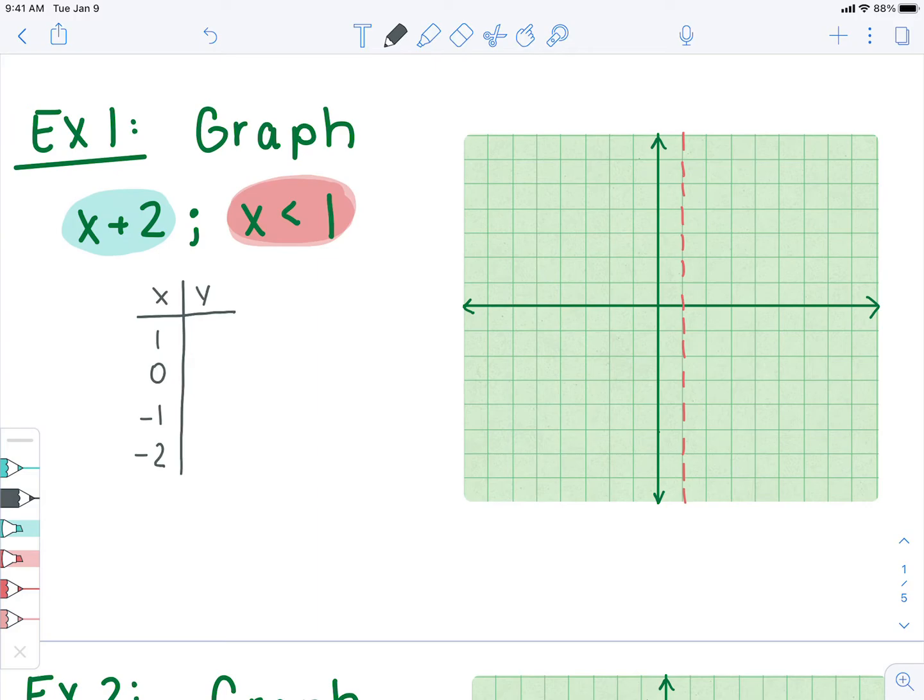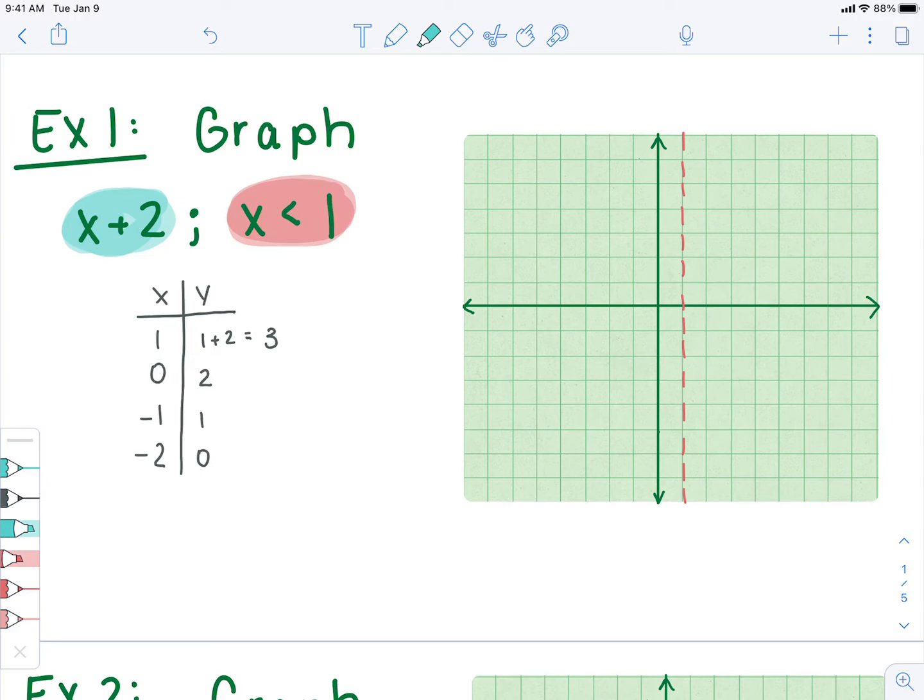So I'm going to plug in 1, and I'm going to say, okay, I have 1 plus 2, which gives me 3, right? Then I'm going to do that for 0. I get 0 plus 2 is 2. -1 plus 2 is 1, and negative 2 plus 2 is 0. I plugged into my x value in order to get those numbers.